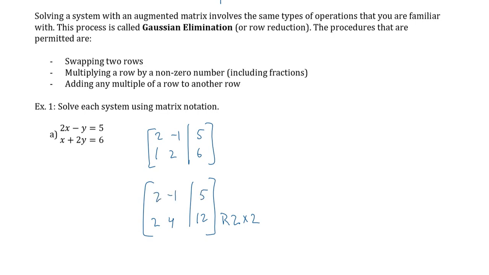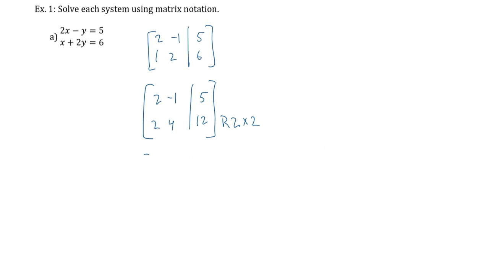And just like that. And now, I think you can see what we're going to do is we're going to do row 2 minus row 1. So 2 minus 2 is 0. 4 minus negative 1 is 5. And 12 minus 5 is 7.